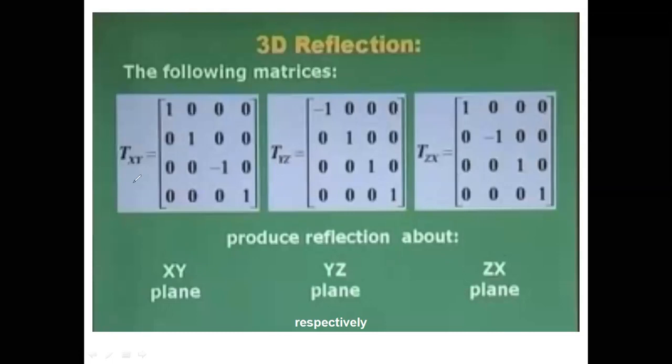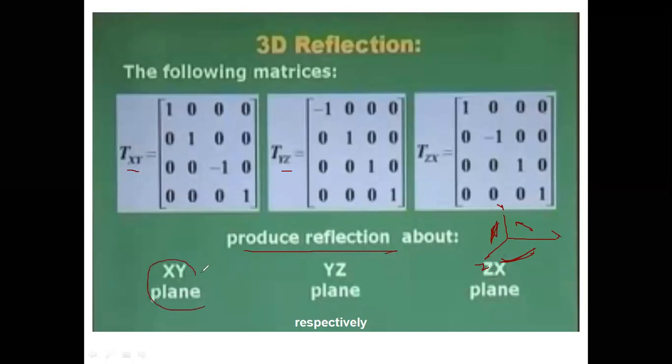Reflection will take place along the xy plane, yz plane, because we have three axes. So we will be having the xy plane, the yz plane, with y, x, and z. So this will be the yz plane, and this will be the zx plane. The reflection will take place along a certain plane.